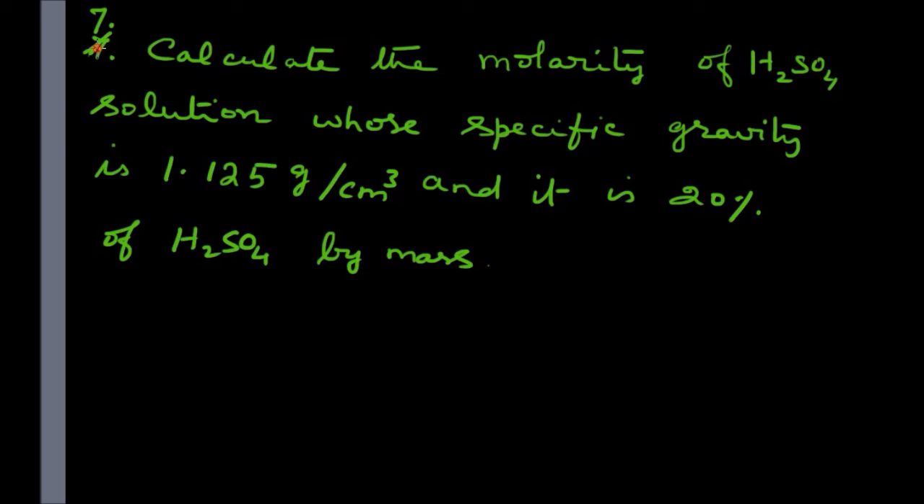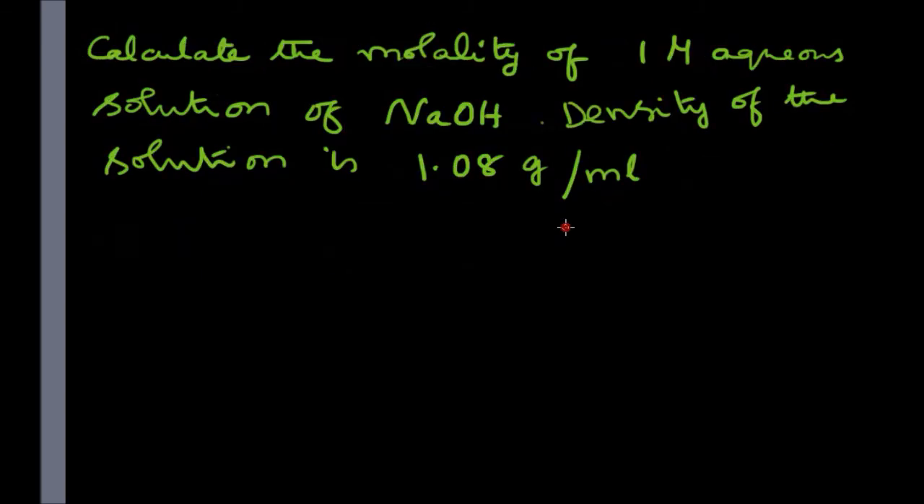Now I am passing on to a slightly higher difficulty level problem. Calculate the molality of 1 molar aqueous solution of sodium hydroxide. Density of the solution is 1.08 gram per ml. We have the data that the solution is 1 molar, a 1 molar solution of sodium hydroxide.